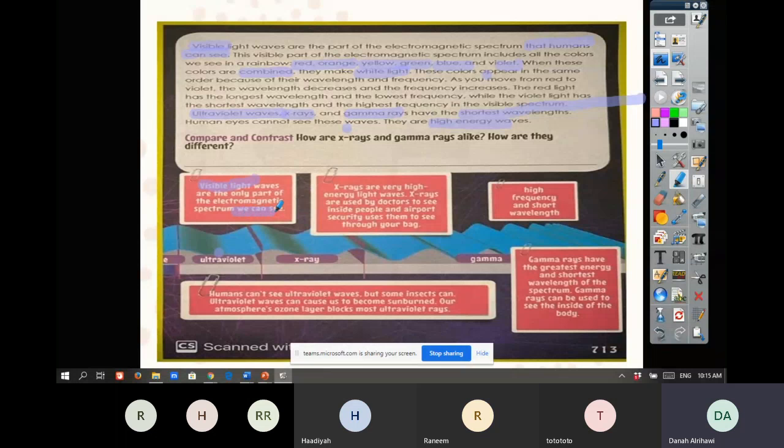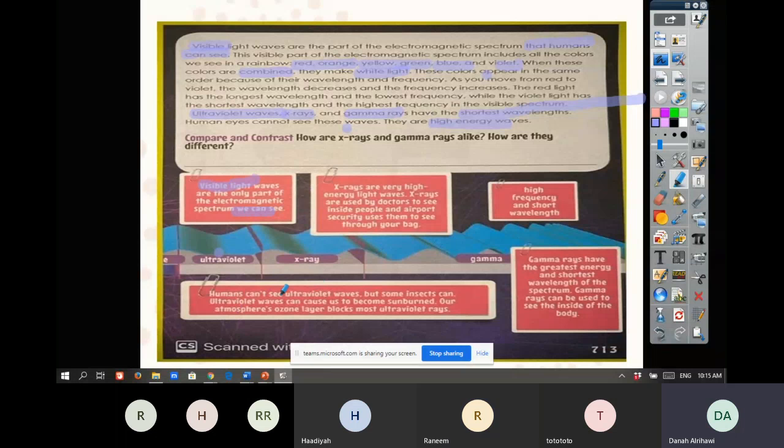Teacher, what is gamma? Yes, darling. Gamma rays are one of the high energy rays that doctors use to see inside people and to diagnose if there is a tumor or cancer inside.